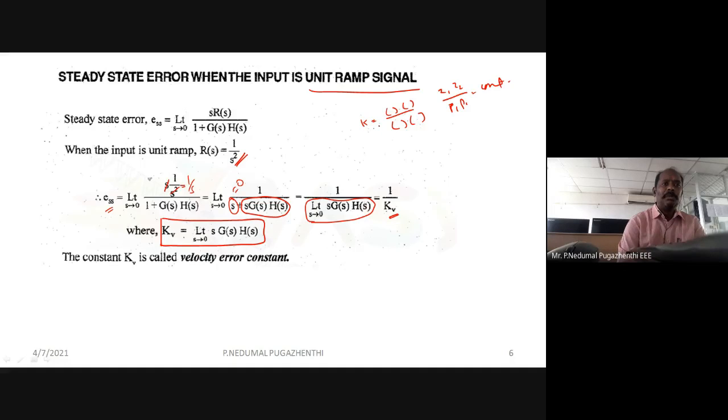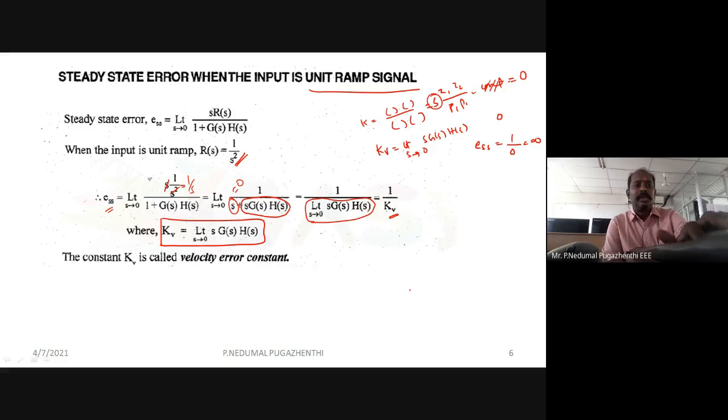But the problem here is that your expression for Kv is limit s tends to 0, s into G of s H of s. So you will have an s here. For a type 0 system, this constant will not be there. You will get only 0, because limit s tends to 0, this becomes 0. So you will get completely 0. Since Kv is 0, your steady state error is going to be 1 by 0, which is equal to infinite.